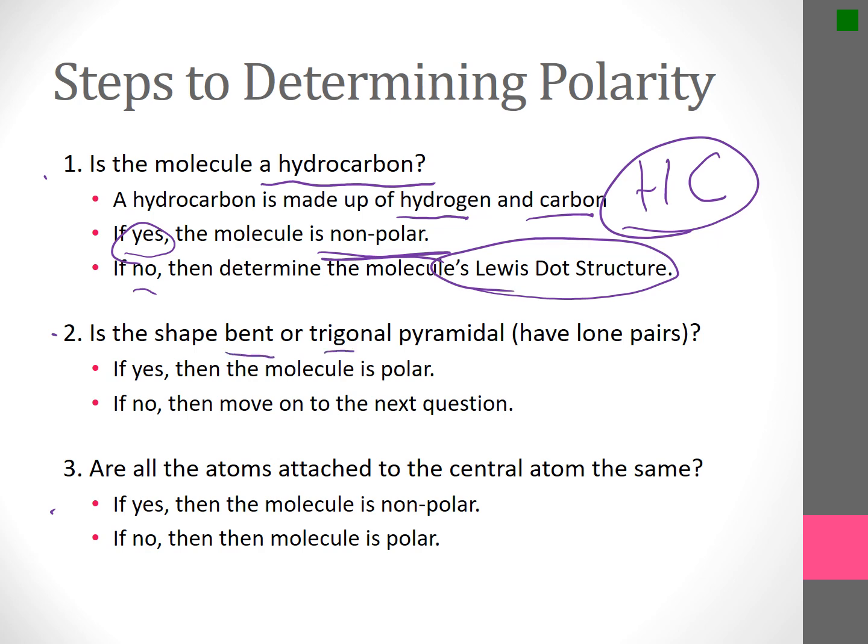So is the shape bent or trigonal pyramidal, meaning does it have any lone pairs? If it does have lone pairs, then the molecule is going to be considered polar. If not, then you have to move on to the next question. So if you don't have lone pairs, then you move on to step number 3.